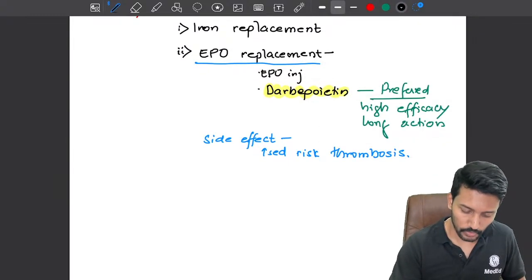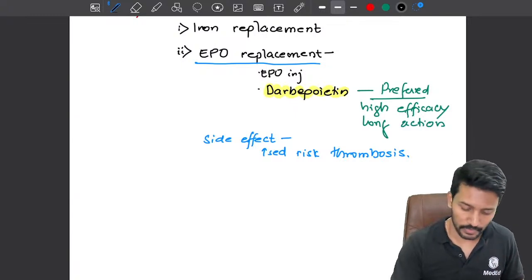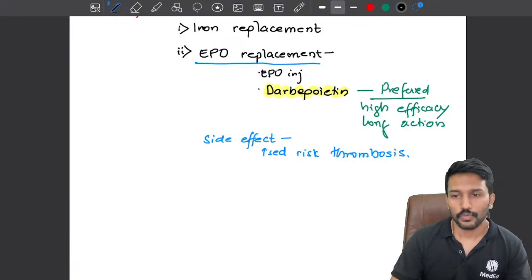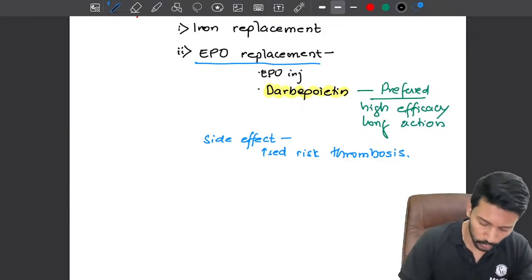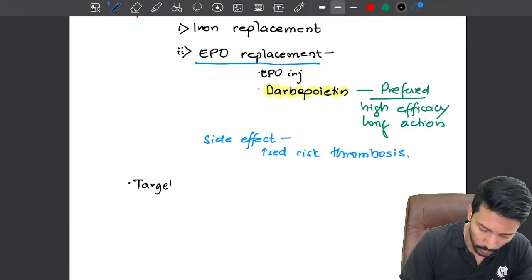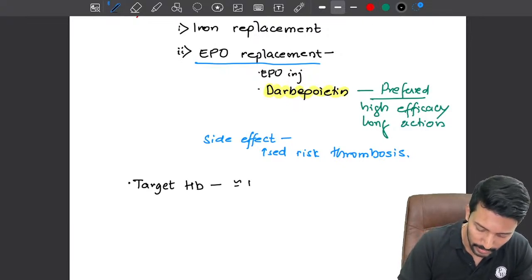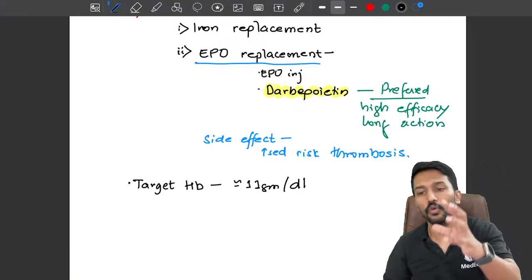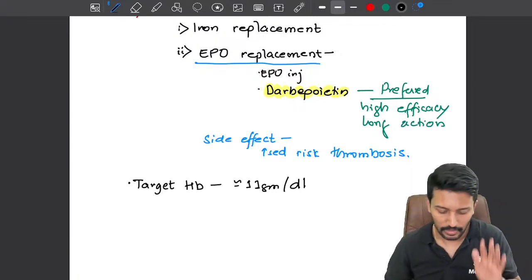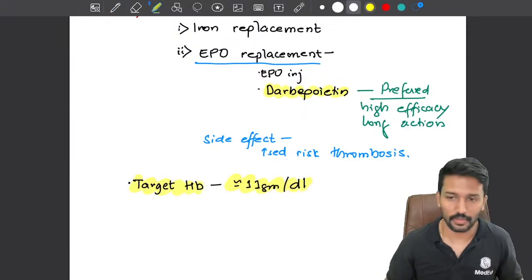Okay. Now I have understood that I should replace iron and I should replace the erythropoietin. Third, you can do blood transfusion if the hemoglobin is less than 7. Now, should I treat this patient's anemia to the point where hemoglobin becomes normal? The answer is no. So we should know the target hemoglobin, how much iron and how much erythropoietin I should give. The target hemoglobin is around 11 grams per deciliter. You don't need to push their hemoglobin all the way to normalcy, that is 14 plus. 11 grams of hemoglobin is more than enough for these patients to carry out normal internal organ function.